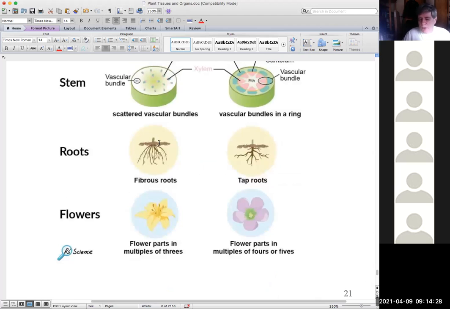If we look at roots, monocot roots tend to have what we call fibrous roots. Fibrous roots are small roots. They have lots of branches. This is what you see in grass that might grow in your front yard. If you've ever pulled up any grass and you look at the roots underneath, they form a kind of solid mat. There's as much root as there is soil. And this is a fibrous root.